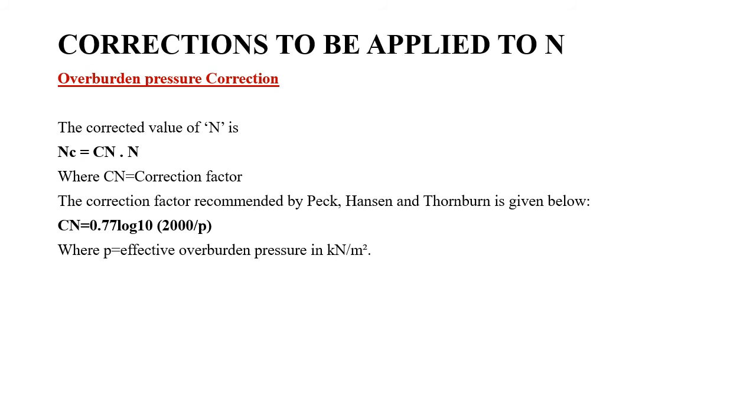One of the equations given by Peck, Hansen and Thornburn is that the correction factor Cn is equal to 0.77 times log 10 of 2000 by P. Here P is the effective overburden pressure at whichever depth you are finding, in kilonewton per meter square. So first you find this correction factor. That correction factor multiplied by the observed N value will be your corrected N value. This is how you apply the overburden pressure correction and find the corrected N value.